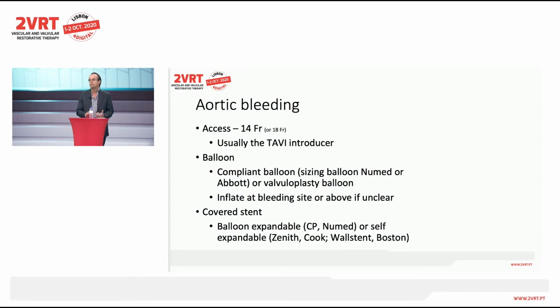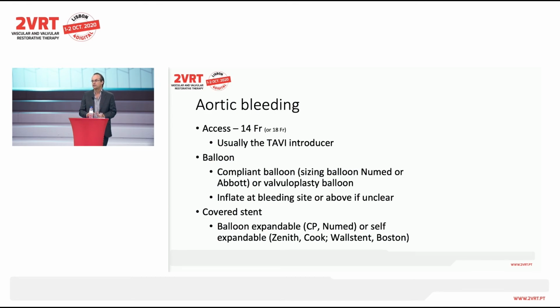You need a big balloon, and we tend to use sizing balloons from the pediatric side, the NuMED or the Abbott balloons, which are very compliant. So as the size will inflate to low pressure until you see the bleeding stop. If you're really short on material, you can even consider using a valvuloplasty balloon that you use in the aorta.